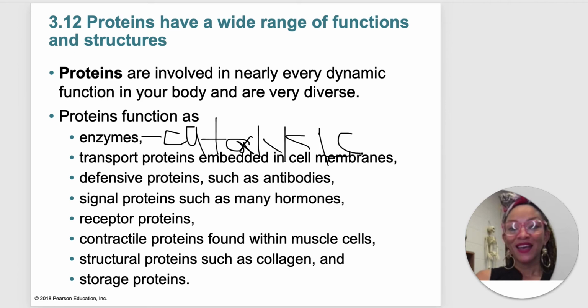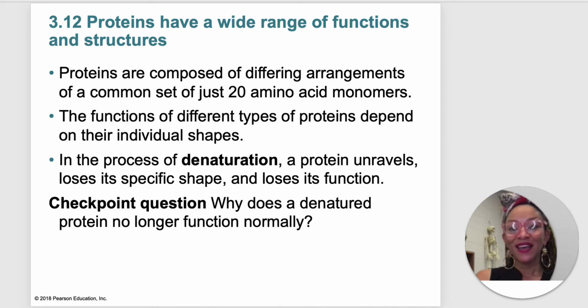Okay, they can function in transport. They can also function in immune defense, so things like antibodies. They can be signal proteins. They can be receptor proteins. They can be contractile, which means they can get shorter, right? So within our muscle cells. They can be more structural, so things like collagen that we have in our skin. And they can also function in storage. So you can see here that proteins do so many things.